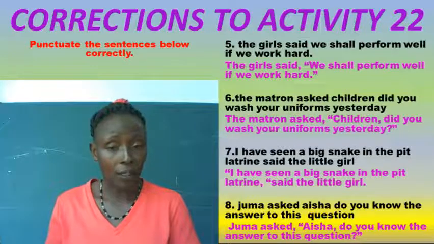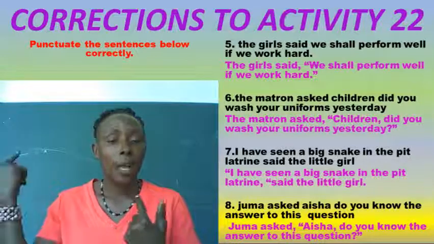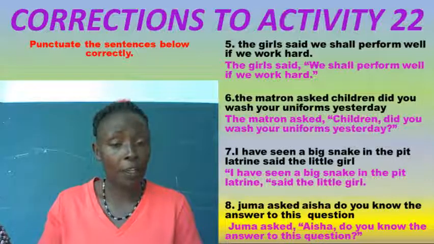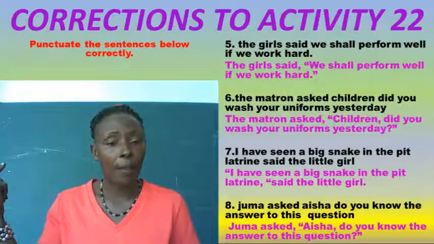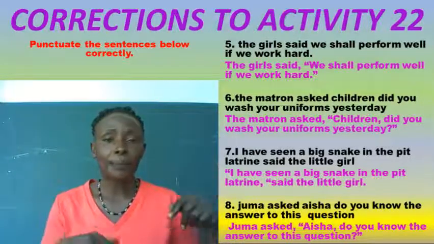That's the speech tag. Then the actual word, open. Aisha, which must be a capital A, since that's the proper noun that begins our answer. Comma there. Do you know the answer to this question? Question mark, and then you close.